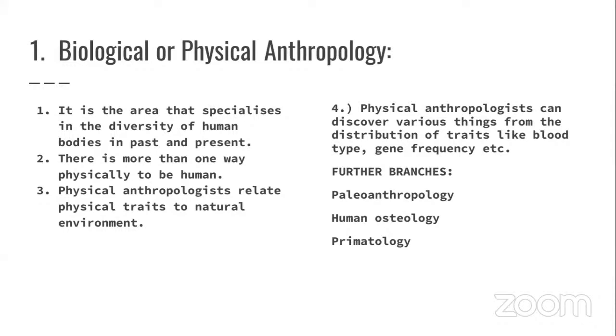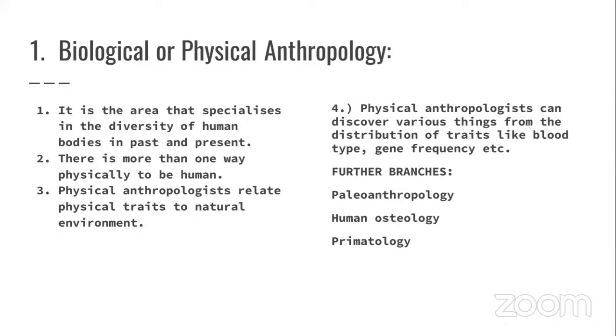So anthropology focuses on that diversity aspect. Physical anthropologists relate physical traits to natural environment. So basically, we know that physical anthropology is the area that specializes in the diversity of the human bodies in the past and present. It is plain to see that humans differ in their physical appearance. We have different skin colors, different hair colors, different body shapes, different facial forms, etc.